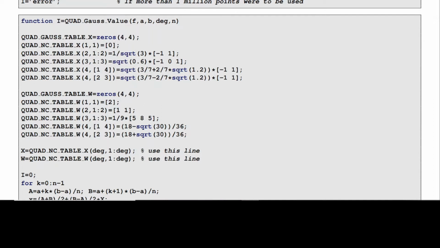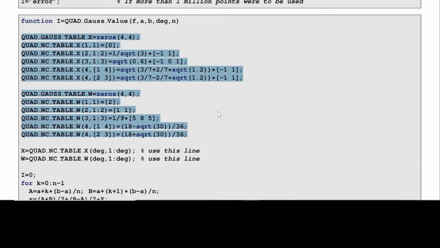If n is 2, then we have the positions minus 1 divided by square root 3 and also positive 1 divided by square root 3, and the weights are 1, 1. And our example in the last video had the weights 5 divided by 9, 8 divided by 9, and 5 divided by 9. And the positions were the square root of 3 divided by 5, which is 0.6, minus that one, plus that one, and the 0 position.